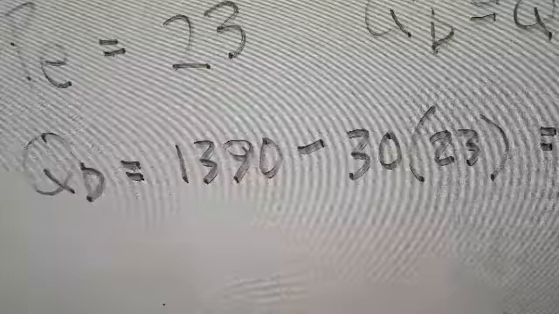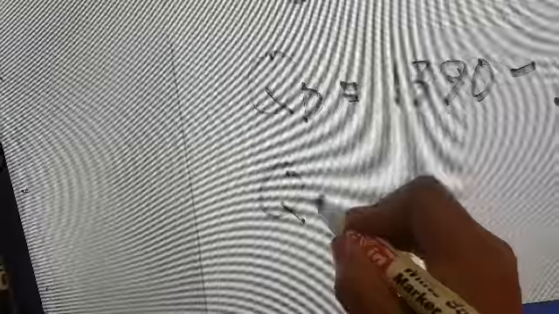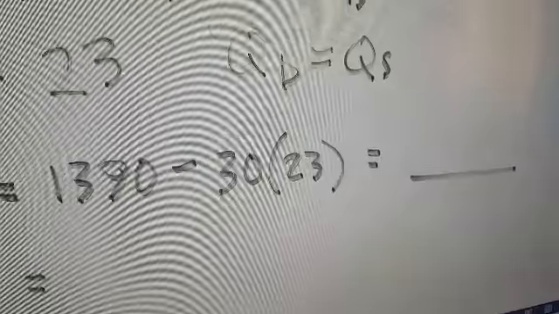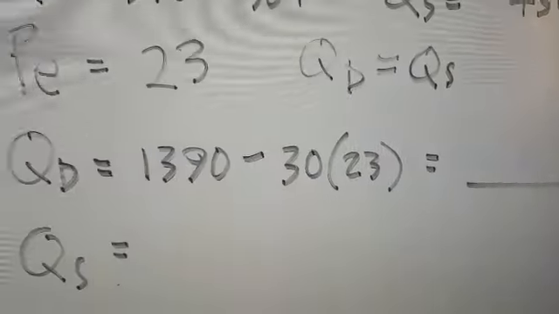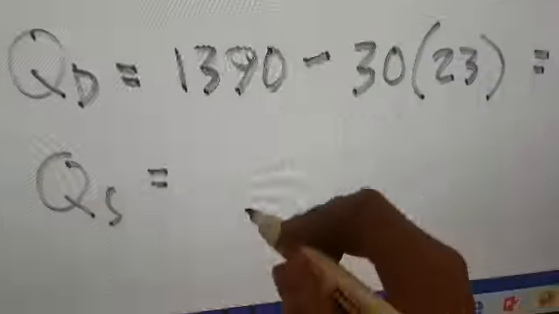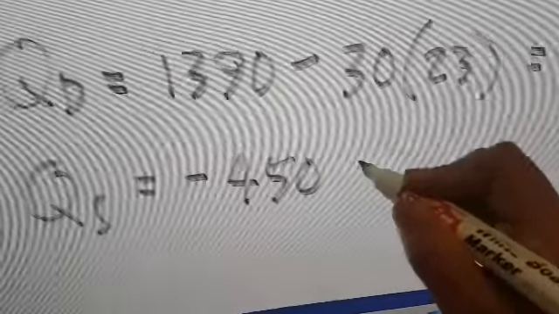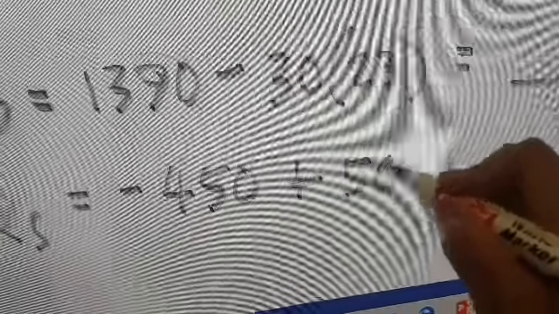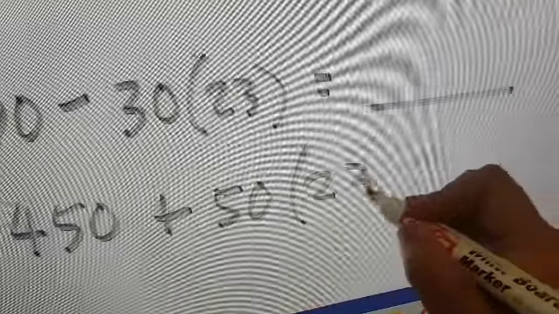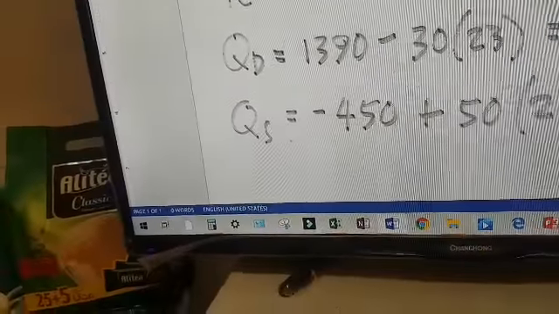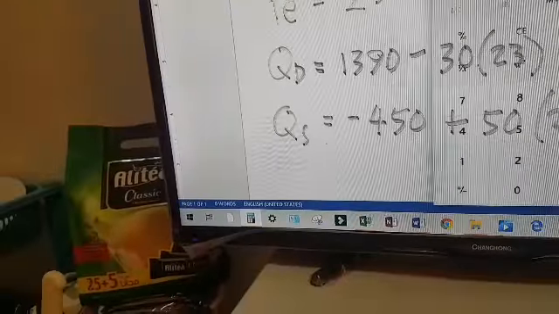Okay, what's the answer? If we're going to use the QS, for those who are working with equations, then we must get the same answer because we equated the QD and the QS together. So that is negative 450 plus 50, and we multiply this by 23 as well. We must get the same. All right, so let's try to pull out our calculator.